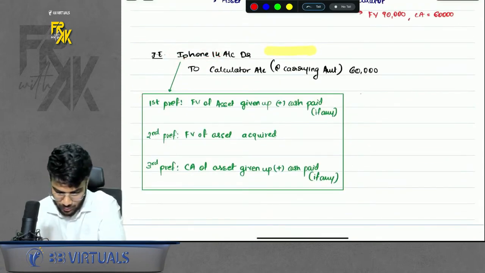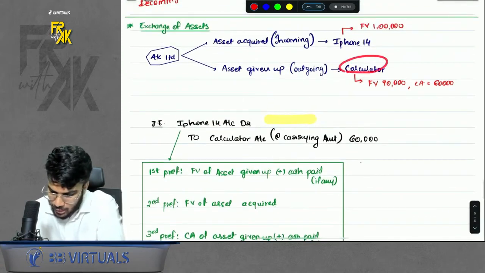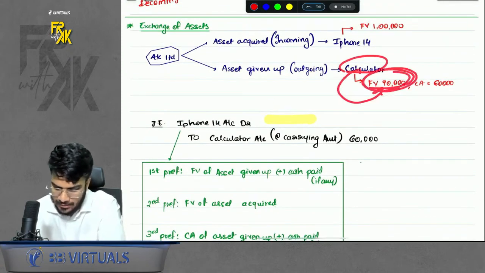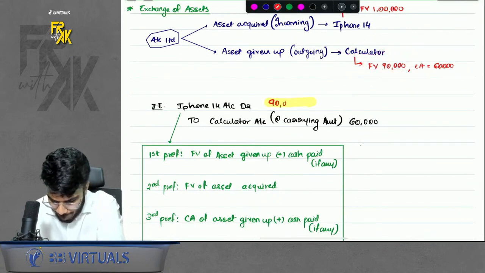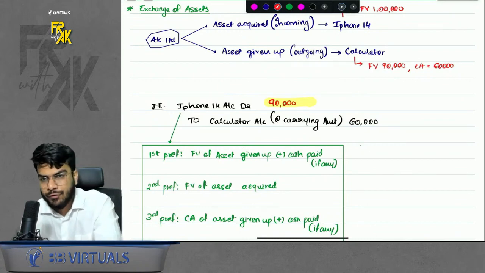Now in this question, do we have the fair value of the asset given up? Which is the given up asset? Calculator. So do we have the fair value of this? The answer is yes, 90,000. So we will record the iPhone at 90,000.